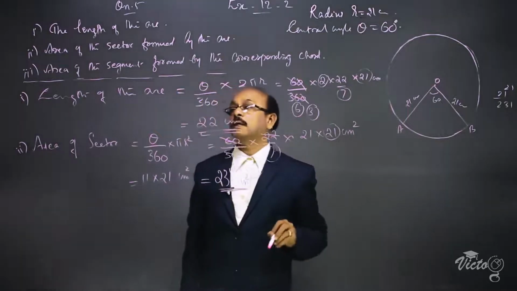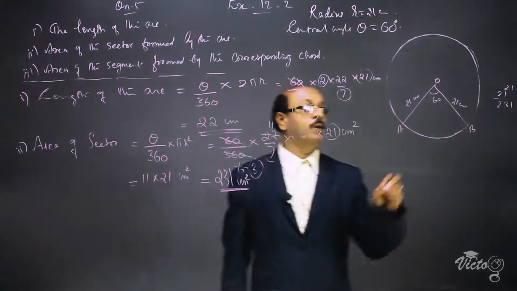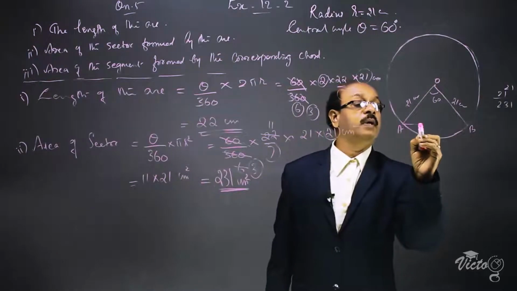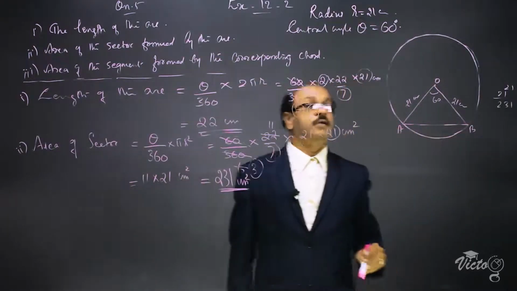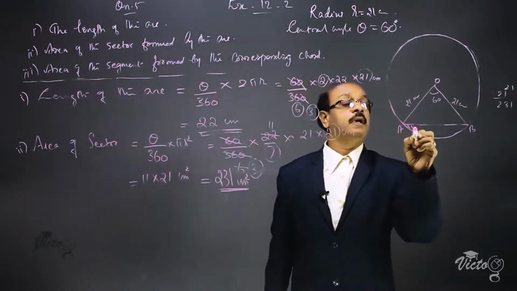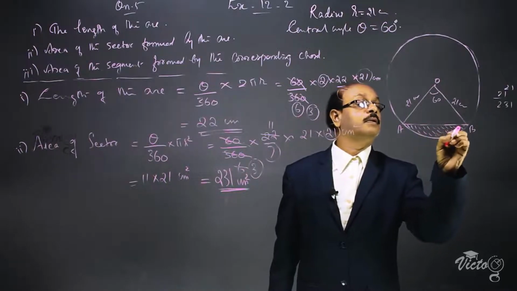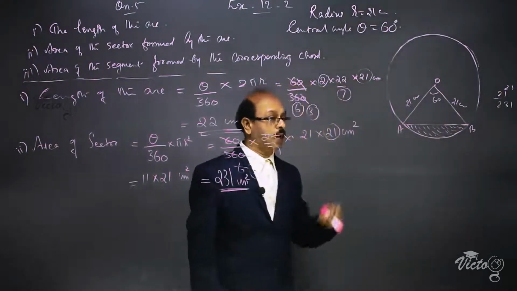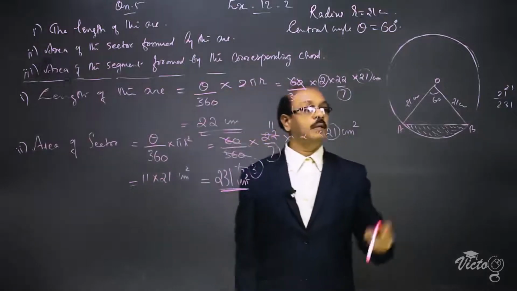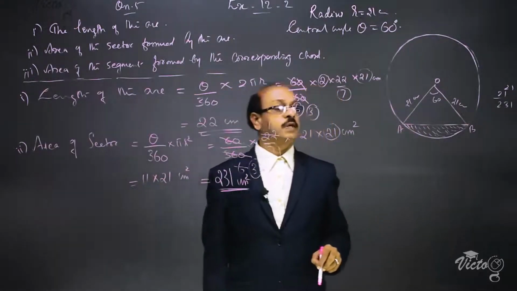Now, in the third part, we have to find the area of the segment formed by the corresponding chord. AB is the corresponding chord, and the shaded portion is the area of the segment. This area we have to find. For that, we have to subtract the area of triangle AOB from the area of the sector.